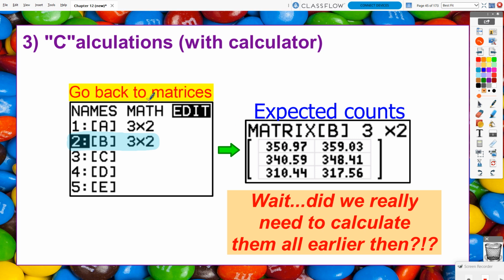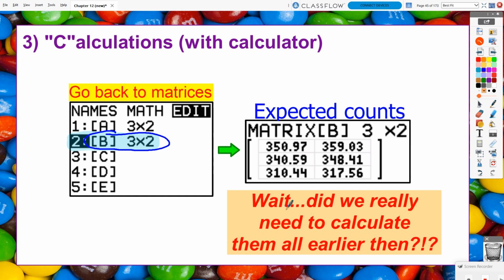Now, if we go back to our matrices, back to that x-1 button, that inverse button, and now if we go over to edit, we'll notice that matrix B says it is now a 3x2 matrix. If I press enter on matrix B, it's going to show me all of those expected counts. So, did we really need to calculate them all earlier? Not really. But again, we needed to know what the smallest count was for that large counts condition.